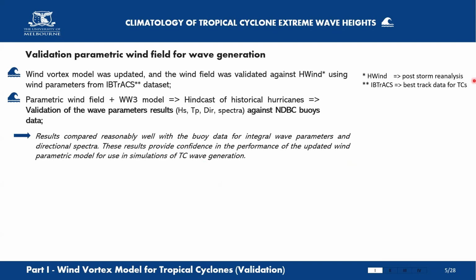This parametric wind field was validated against H*Wind using wind parameters from the Arbitrax data sets. The H*Wind is a post-storm reanalysis, and the Arbitrax is a best track data for tropical cyclones. The ability of this parametric wind field to generate the waves was also validated. We used the parametric wind field to force the WaveWatch 3 model to hindcast historical hurricanes in the North Atlantic.